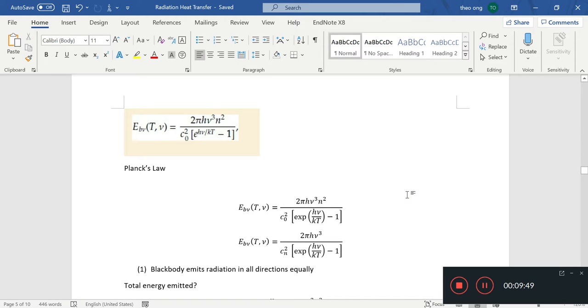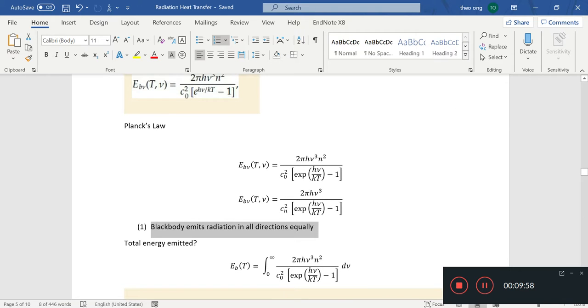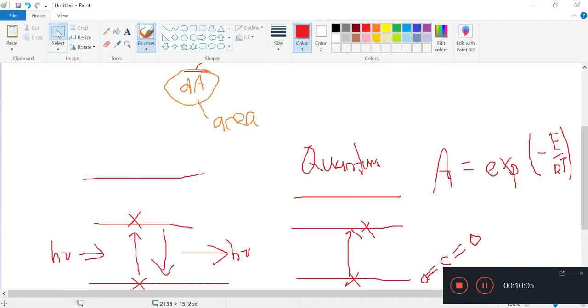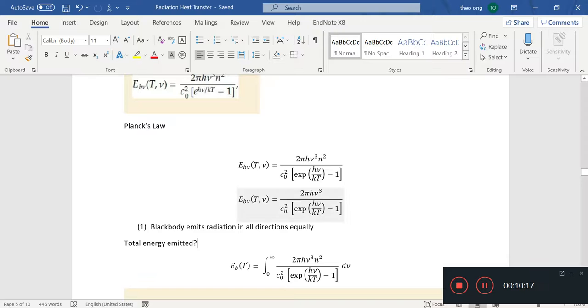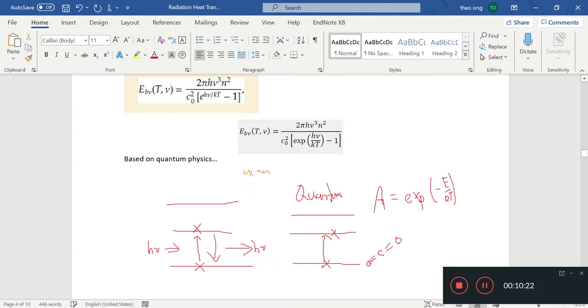So what are some of the properties of Blackbody radiation? A Blackbody emits radiation in all directions equally. So this thing is direction independent. I'm going to take this part out. I'll put it in the Word document which I'm talking about, and I'll just cut this out and paste it over here. So this is the quantum physics I'm talking about.